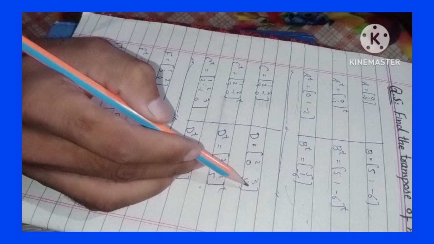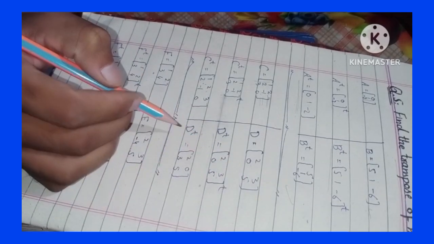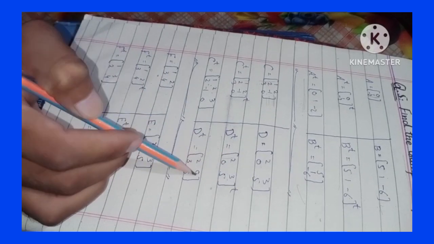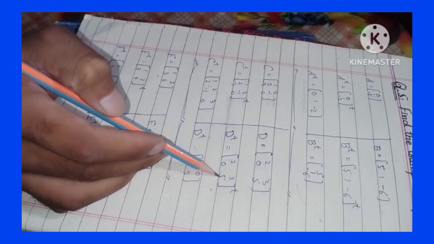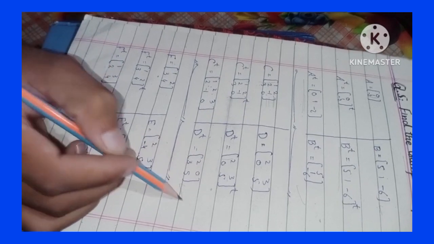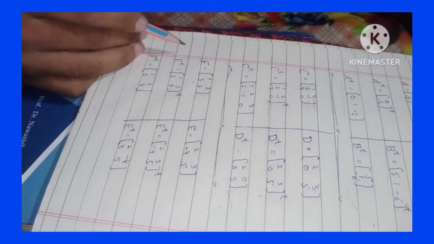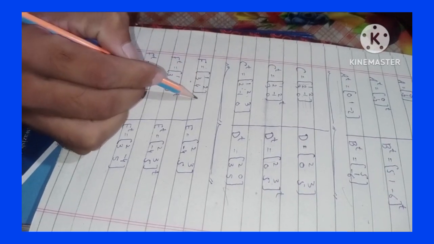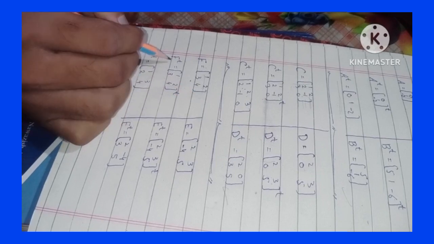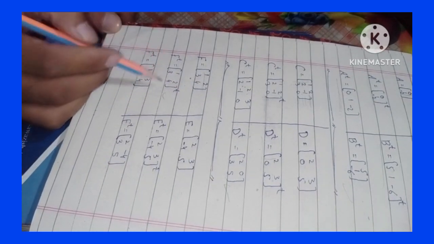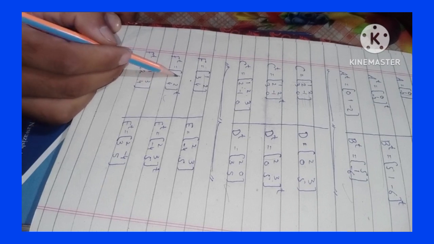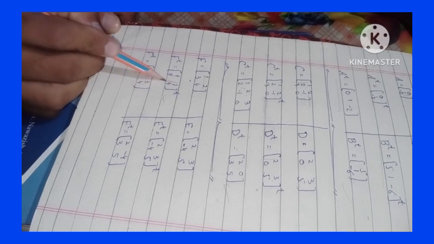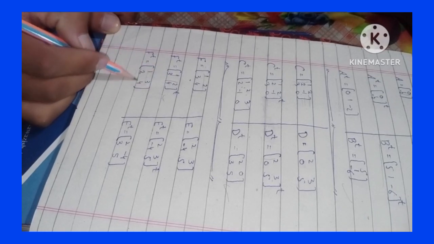Similarly, matrix D is 2, 3, 0, 5. We take a transpose. 2, 0 is the first column, changed into row 2, 0, and 3, 5 is the second column, changed into row 3, 5. Matrix F is 1, 2, 3, 4. It has 2 rows and 2 columns. These are called square matrices. We take a transpose. 1, 3 is the first column changed into a row. 2, 4 is the second column changed into row 2, 4.